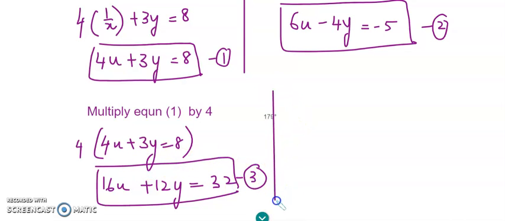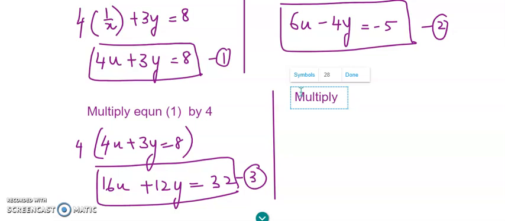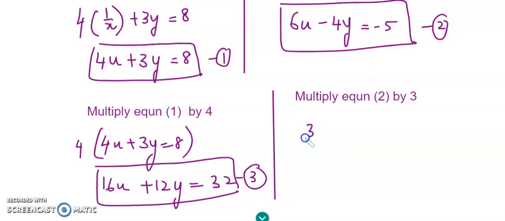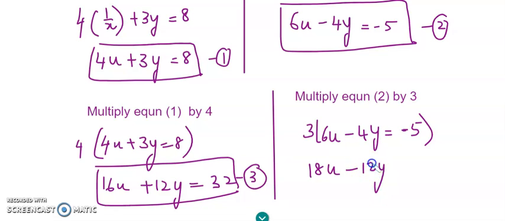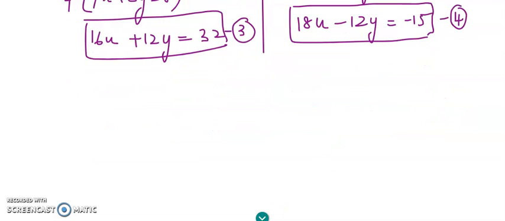And I'm going to multiply equation 2 by which number? By 3. So I'm actually making which variable equal? I'm making the y variable equal. 6u minus 4y equals minus 5, so this becomes 18u minus 12y equals minus 15. Now 12y, can you check? In equation 3 it's plus and in equation 4 it's minus. So what should we do? Opposite sign means we should add.